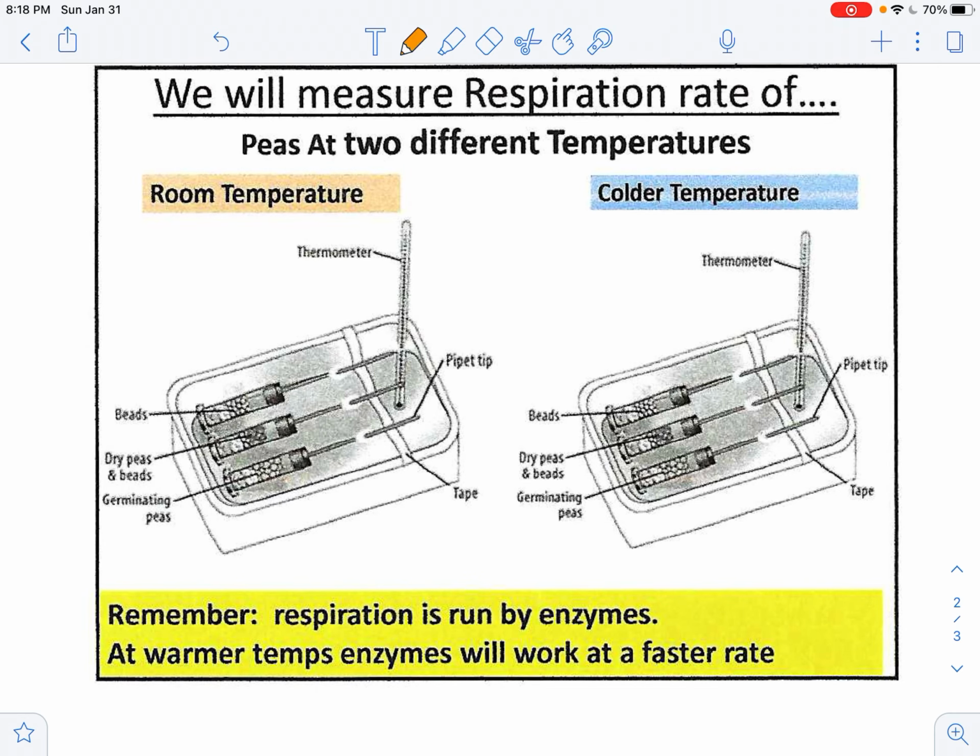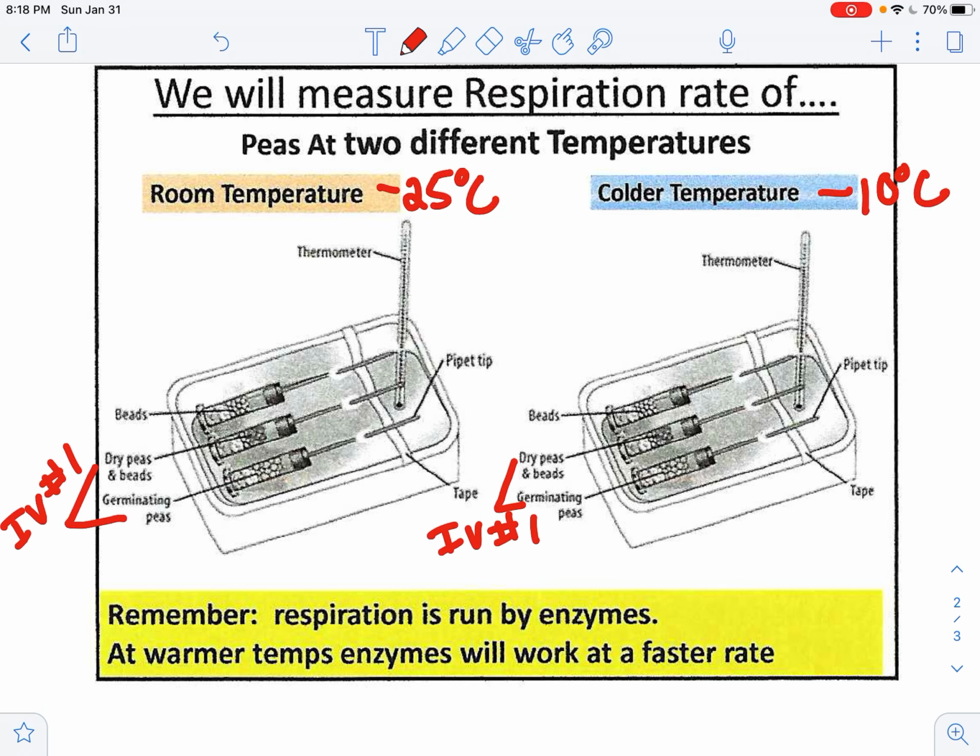So this is what the setup would look like if we actually did it. And you can see that we have germinating peas versus non-germinating. So that's independent variable number 1. But then we're also going to do this at 25 degrees Celsius and then another whole setup at 10. So this would be independent variable number 2. We're going to be comparing temperature as well. And so you guys are just going to watch a couple videos that show how to set this up and talk all about that again. But I just wanted to give you sort of an overview.